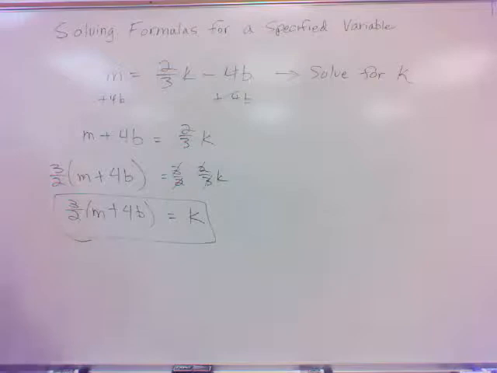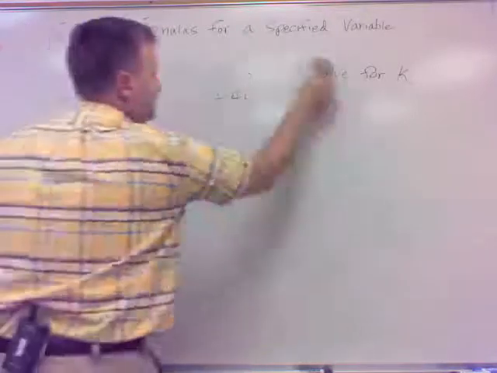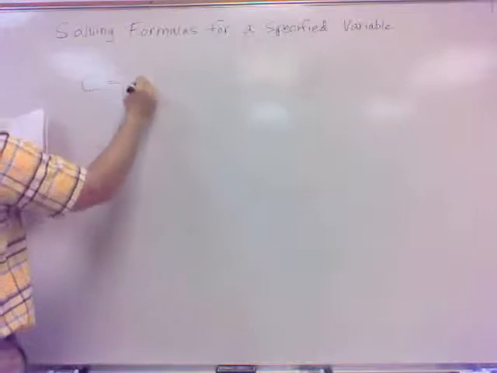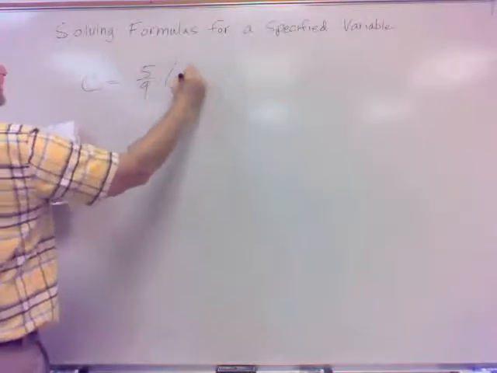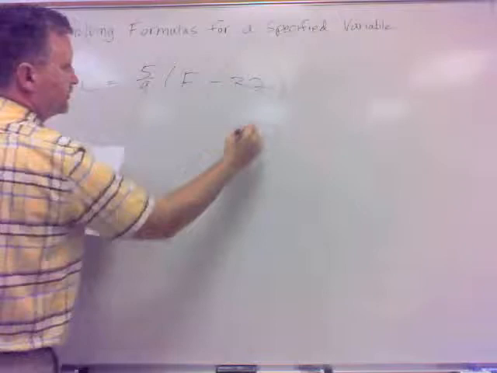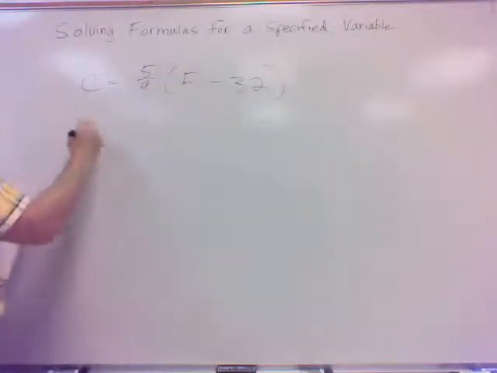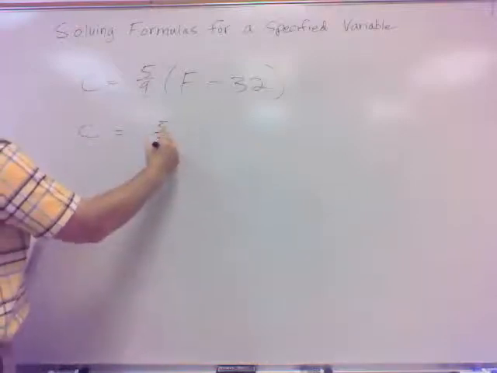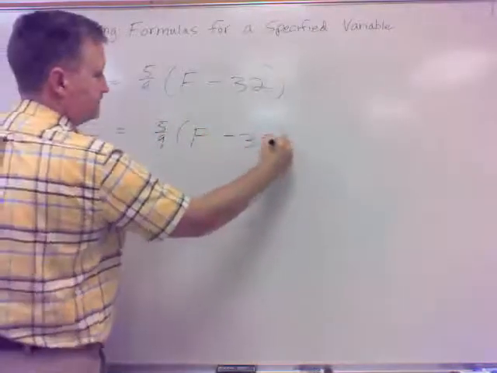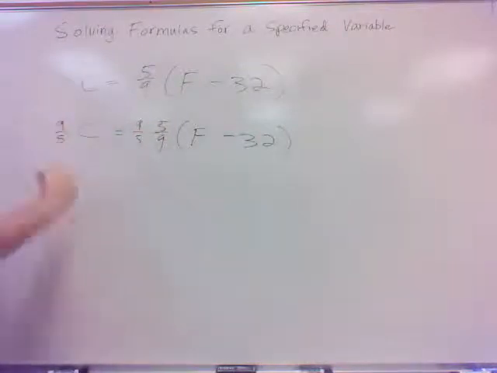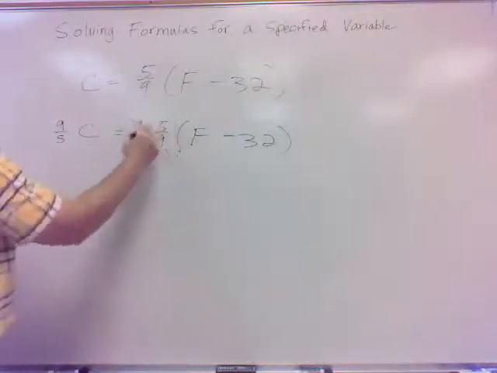So let me try one more with that idea involved, solving for the specified variable. Let's say I take C equals 5/9 parentheses F minus 32. All right, well, there you go. There we have the 5/9 times the expression, so I might get rid of it by multiplying by its reciprocal. Multiply both sides by its reciprocal, 9/5. The 9's cancel, the 5's cancel.